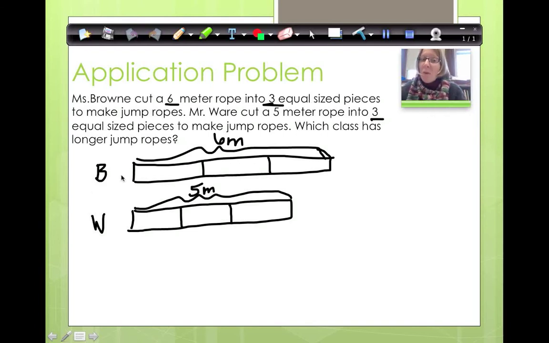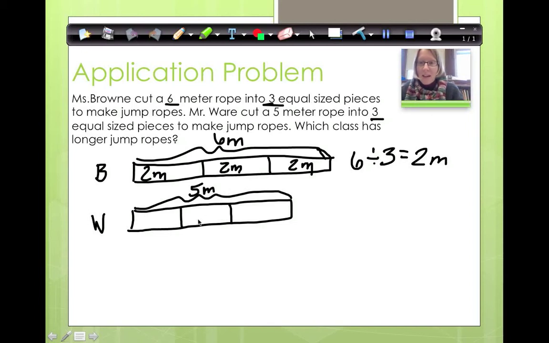Now, here's a challenge. Let's find out how long each of their ropes are. So, I've got 6 and I've divided it into 3 parts. So let's do that. 6 divided into 3 parts. What would that be? 2. 2 meters long. So this would be 2 meters, this would be 2 meters, and this would be 2 meters.